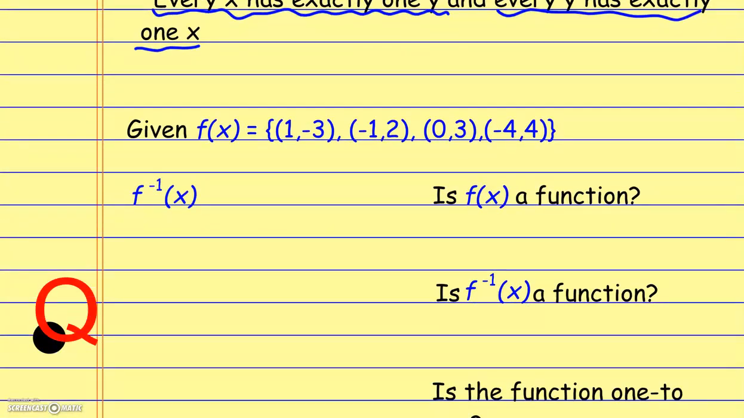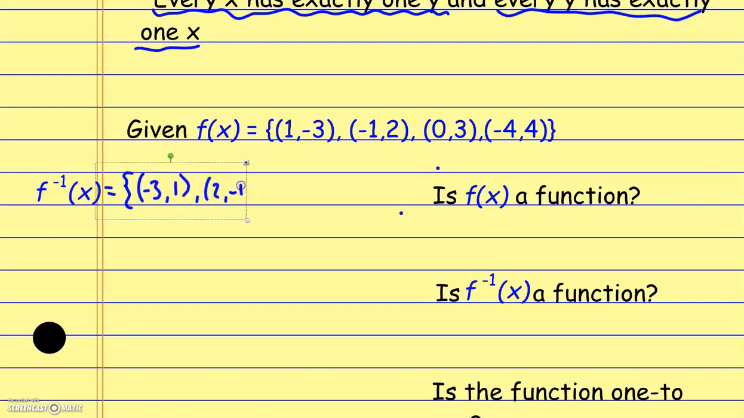If I look at this one, again, I'm going to find the inverse here. I'm going to scoot that off to the side, give myself a little space, but I flip each of these ordered pairs, so I've got negative 3, 1, and then I've got 2, negative 1, and then it looks like 3, 0, and then 4, negative 4.